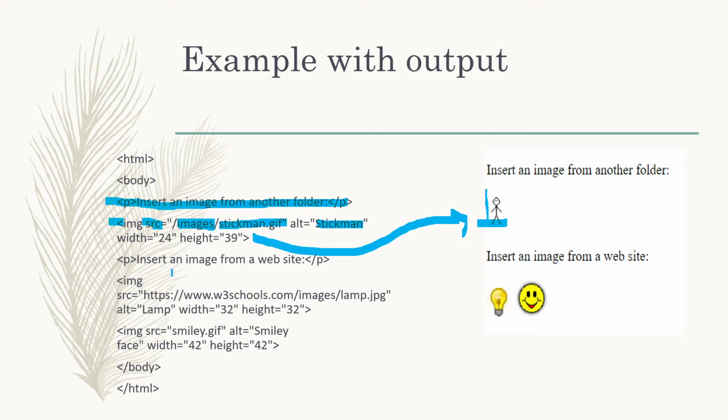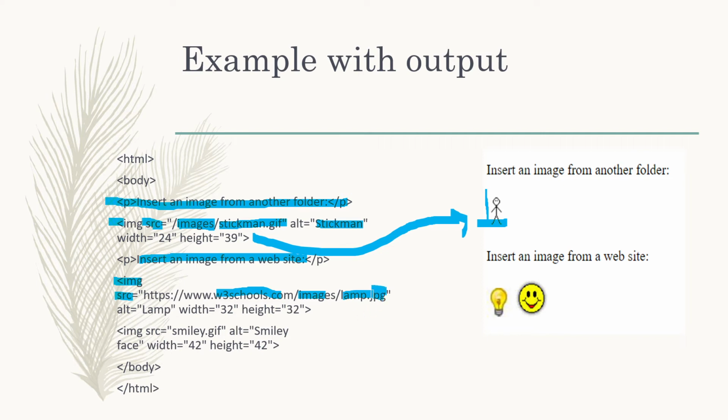Next is inserting an image from a website. Suppose I am inserting the image from any website. So here is the tag. First I have used the img tag, then src, that means source. I have used the source of https://w3schools. I have used this website. In that, one folder is there, images. Then I have used the name of the image, that is lamp.jpg.